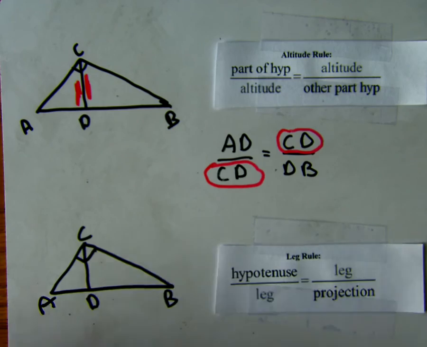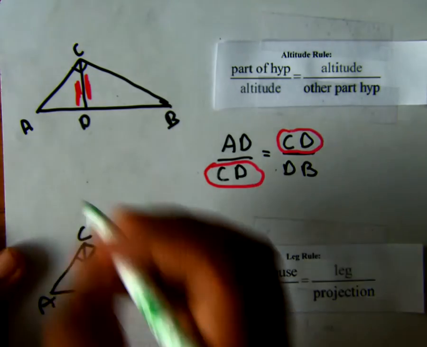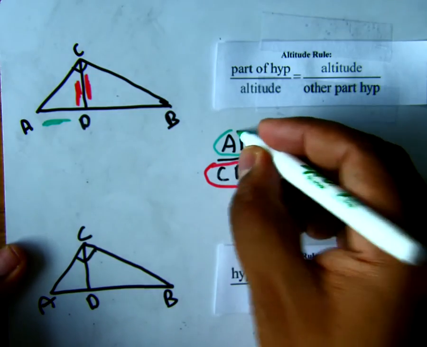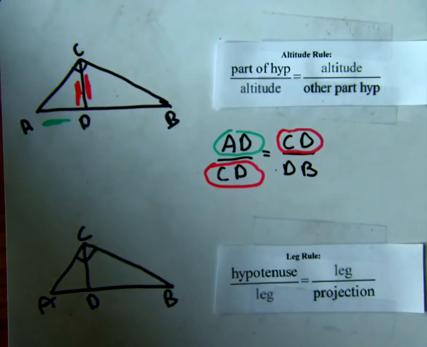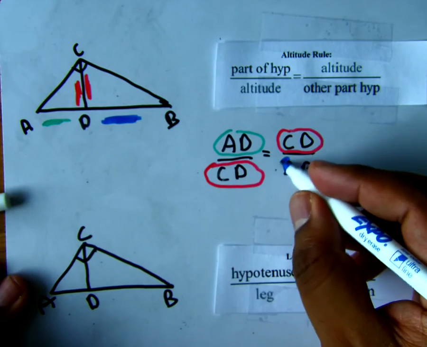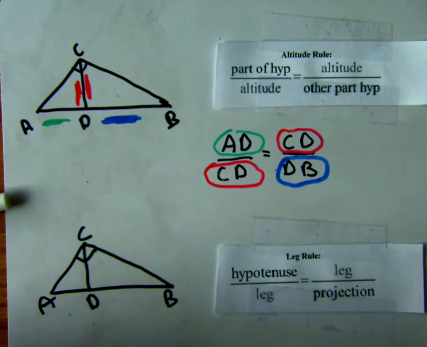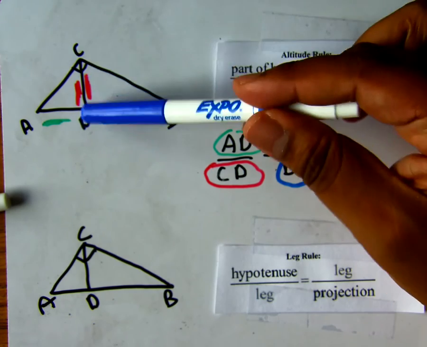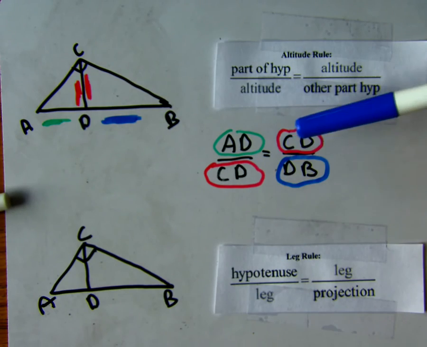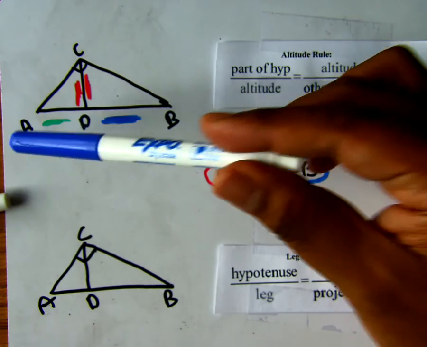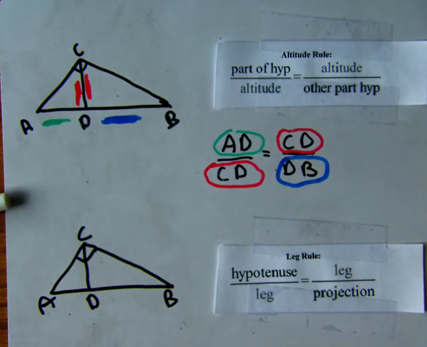Now, part of the hypotenuse, like from here to AD, will go here and eventually get multiplied by the other part of the hypotenuse. So to recap, what you're going to do is take the altitude, square it, and set it equal to part of the hypotenuse times the other part of the hypotenuse. And that's the altitude rule.